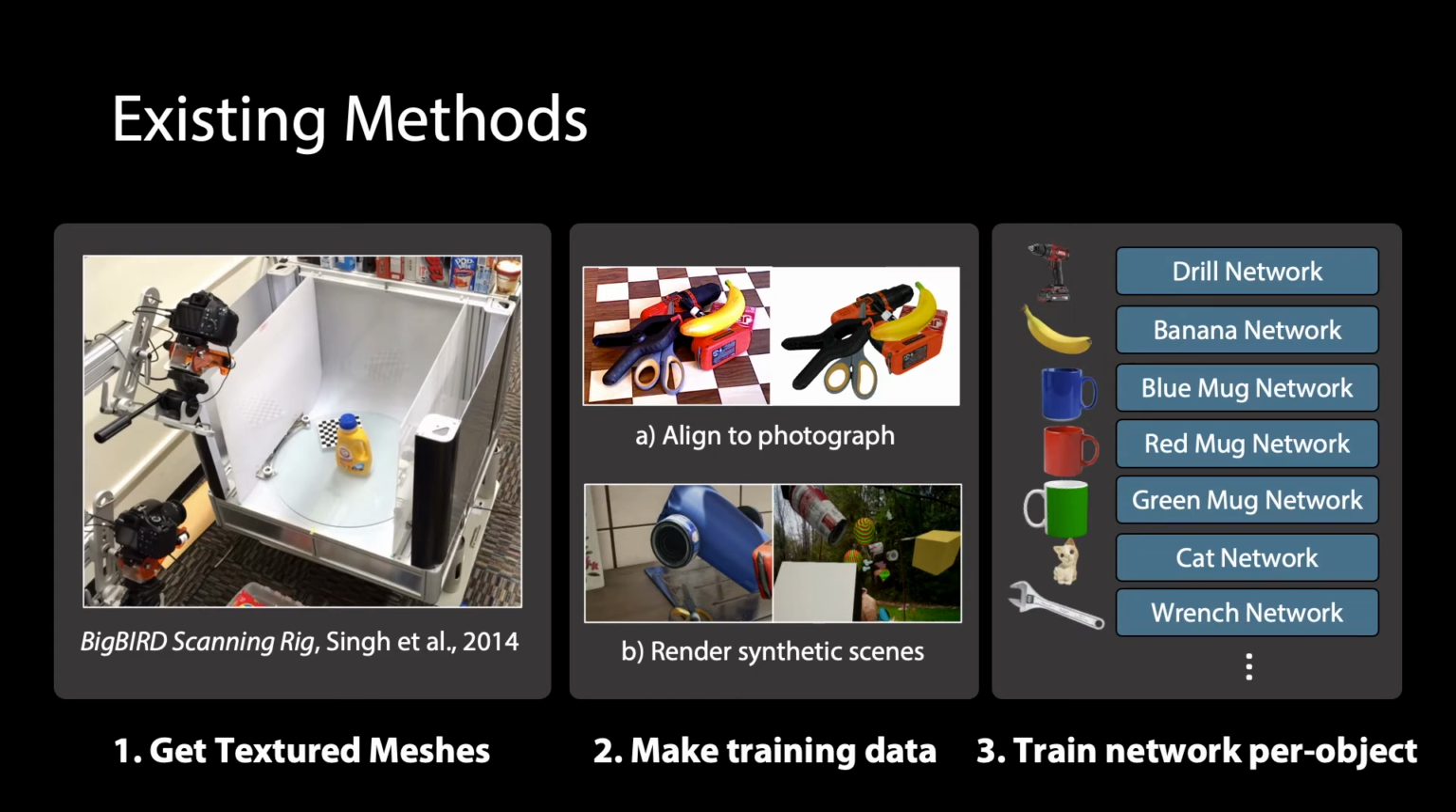Our goal is to simplify this process by eliminating the need to train a separate neural network for every object. We wanted to make it easier to estimate the pose of new, unseen objects. Our method doesn't require any training for new objects and only relies on a single pre-trained network.